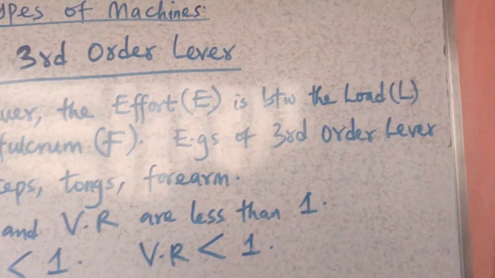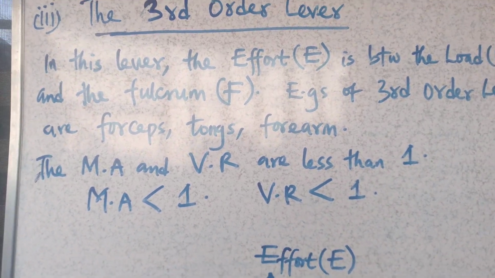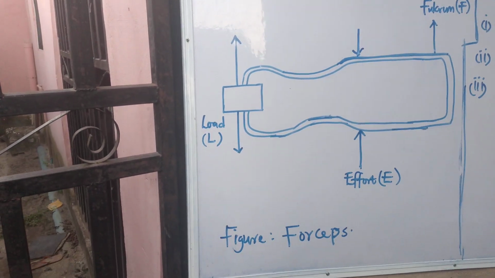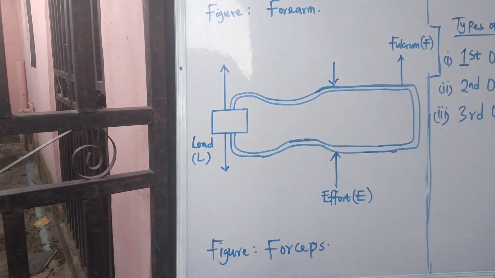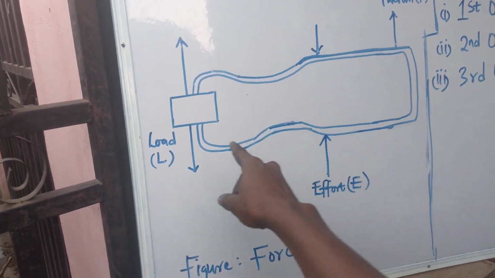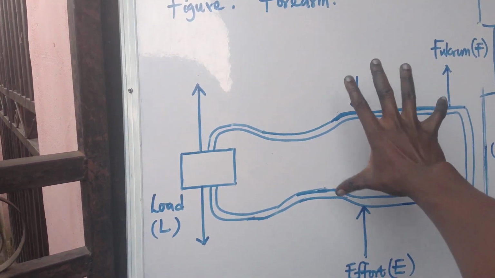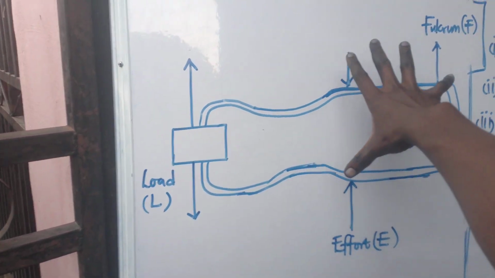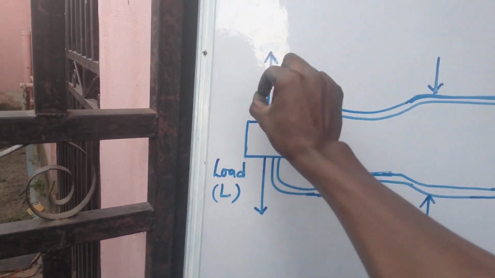Now let's go back to the examples. The examples are forceps, tongs, and forearm. Quickly, let's look at them. Over here we have the forearm, and down here we have the forceps. Observe the way the effort, fulcrum, and load are positioned. See the effort here, positioned in the middle. This is the load, and over here is the fulcrum. So I'll apply my effort here. I will put my hand here and press this, and the moment I apply effort properly, I'll be able to grab this load.